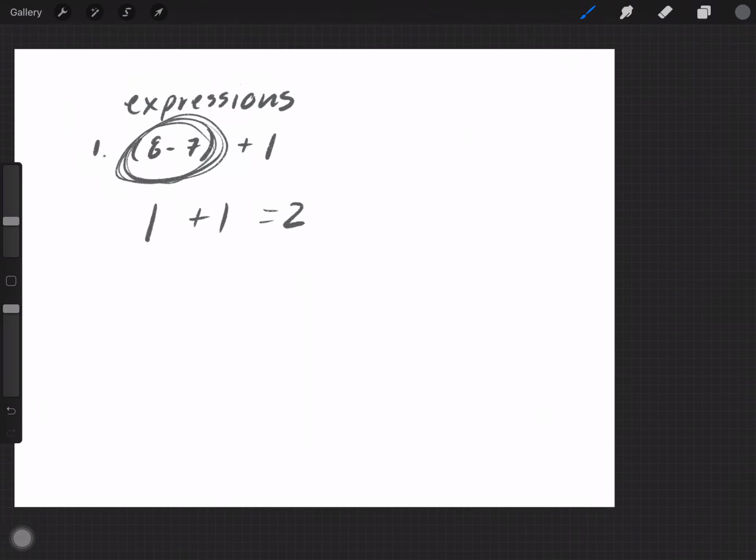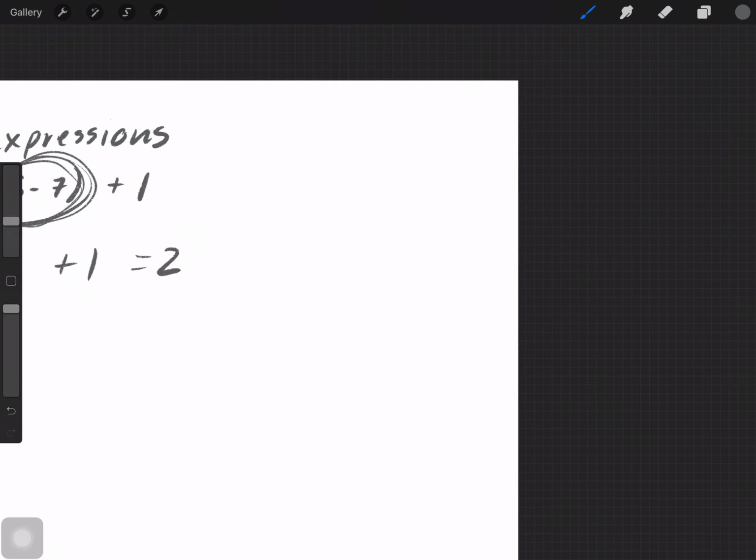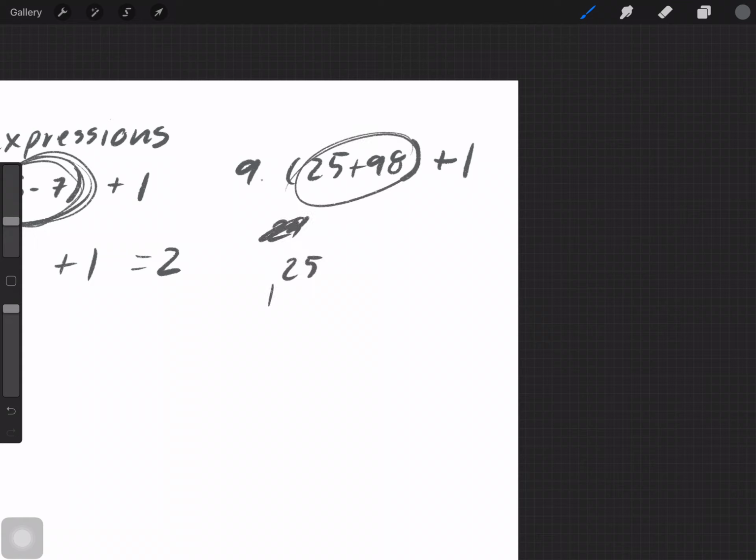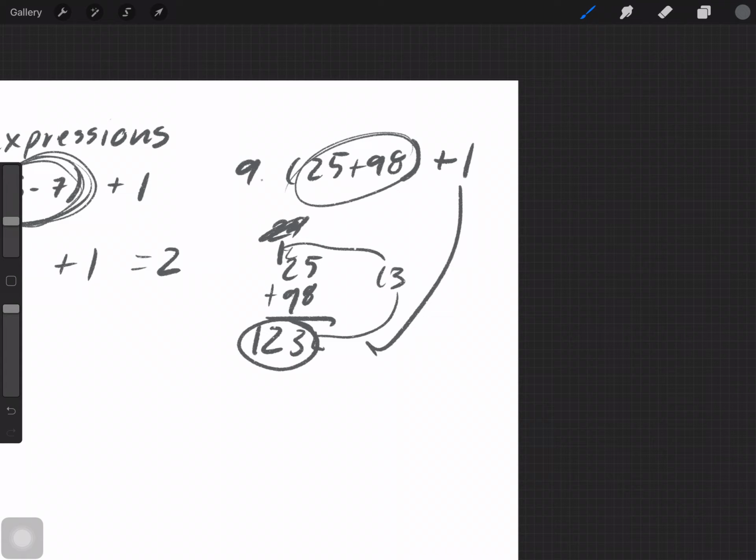So a little harder one would be like number 9, which says 25 plus 98 plus 1. You want to solve this one first, which is 25 plus 98. 5 plus 8 equals 13. Place the 3 down here and the 1 up here. 9 plus 2 equals 11. 11 plus 1 is equal to 12. So your answer would be 123, but you're not done yet. You have to add a 1, and so your answer would be 124.